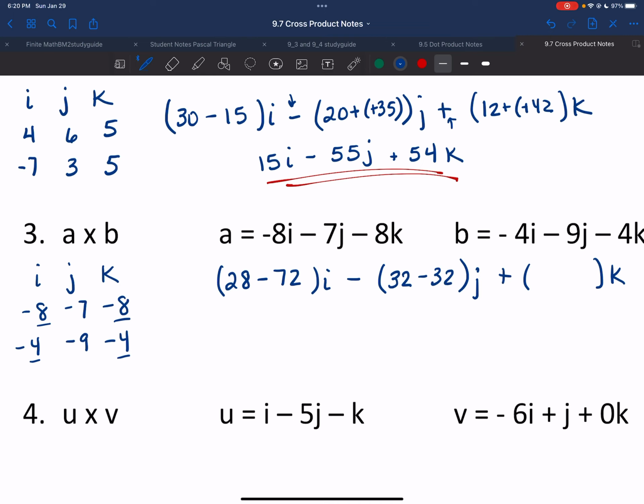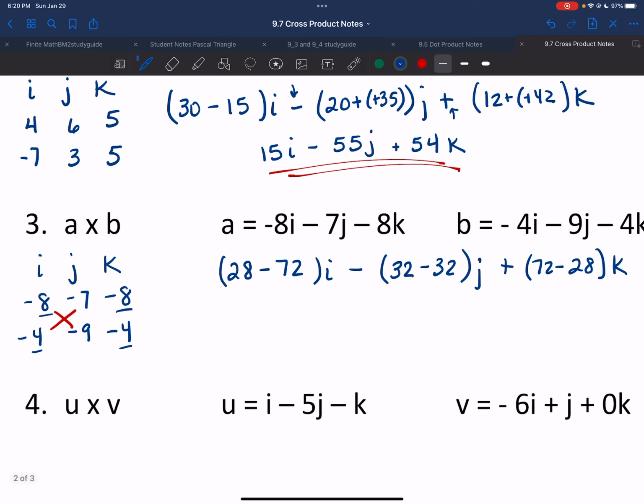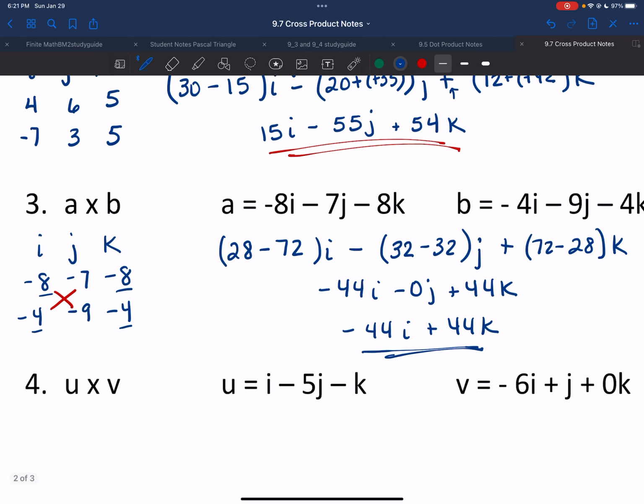And then we have 8 times 9, right? This last one is this. So negative 8 times negative 9 is 72 minus negative 4 times negative 7, which is 28. So we should have negative 44i minus 0j plus 44k. And I would probably reduce that to negative 44i plus 44k. I wouldn't leave the j in there if it's 0. All right, let's take a look at number 4.